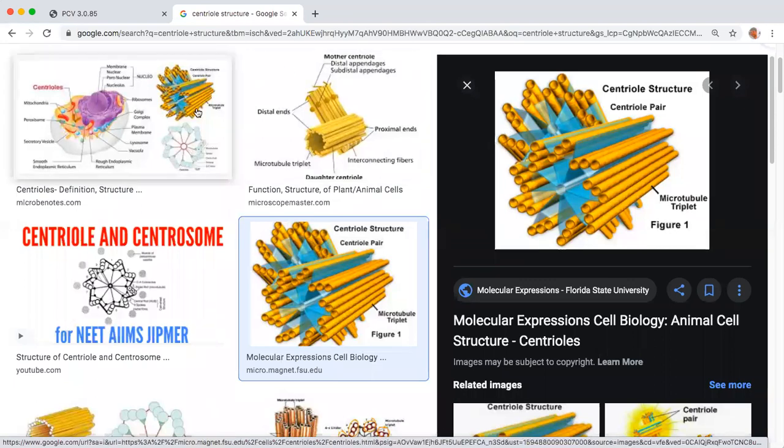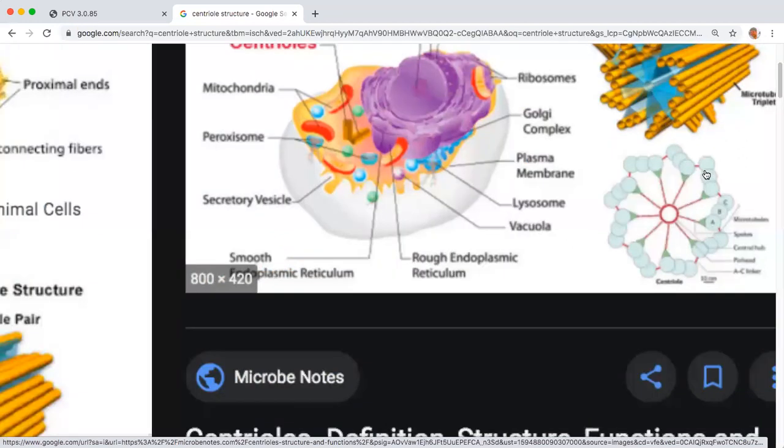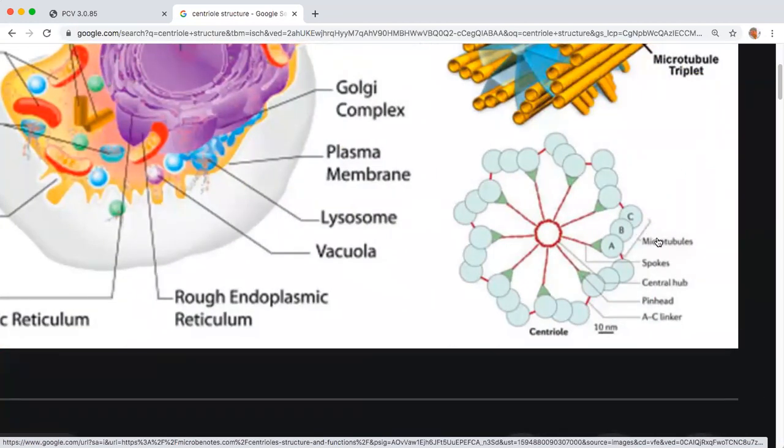Okay, you see here a little bit closer view. So you are able to see that this is the ABC, the triplet that you are showing. And then in between you have these linkers. Those linkers are called the AC linker. Why do we call it an AC linker? Between A and C: a protein links the A microtubule of one triplet and the C microtubule of another.